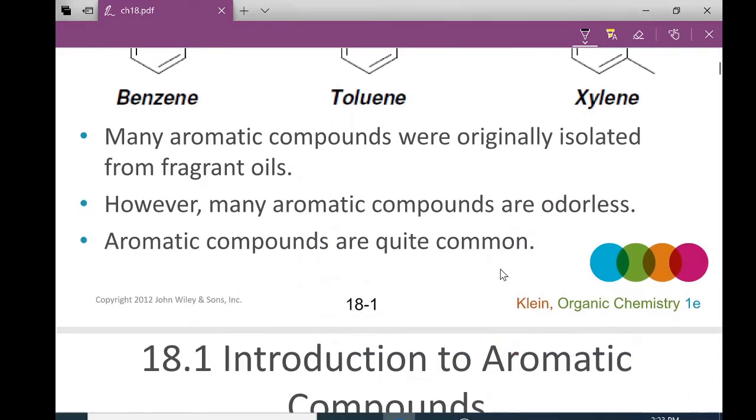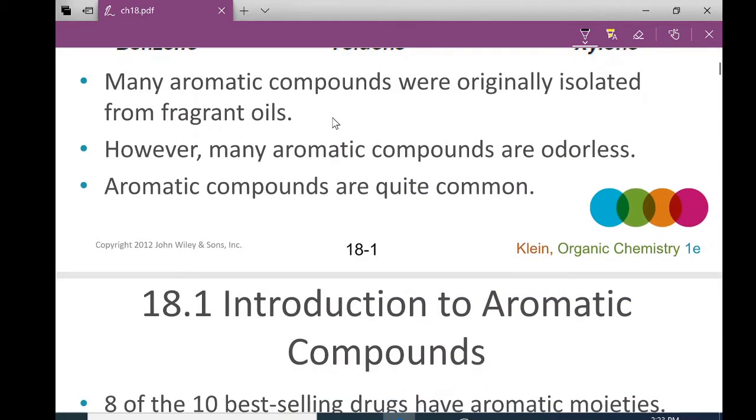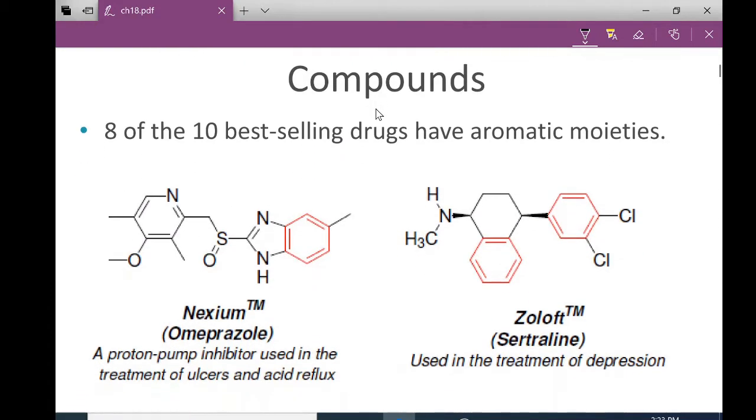And the reason we have the name aromatic is because many of these were originally isolated from fragrant oils, and so many of those fragrant oils contain aromatic moieties, and that's where the term aromatic comes from. But not all aromatic compounds have a fragrance. Many of them are odorless, and they're quite common. They're found in a lot of everyday products. They're found in medicines and in natural products. So a lot of drugs have aromatic moieties as well.